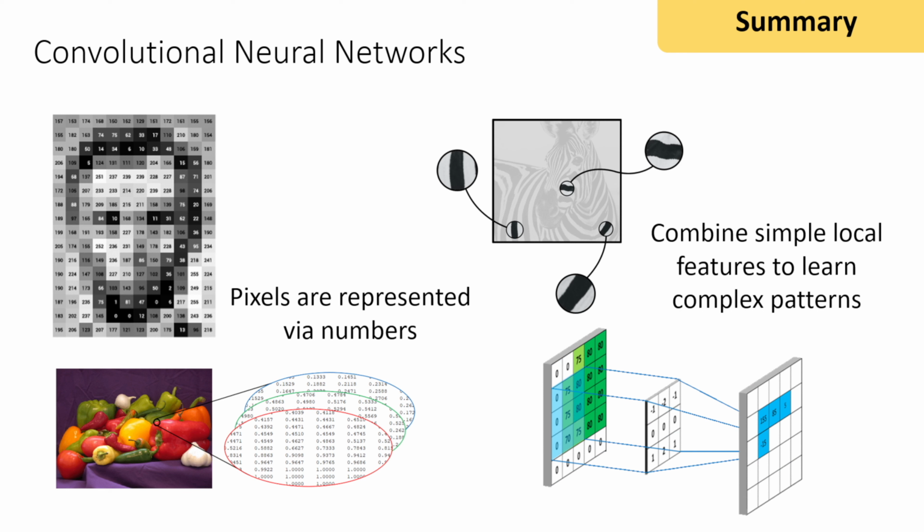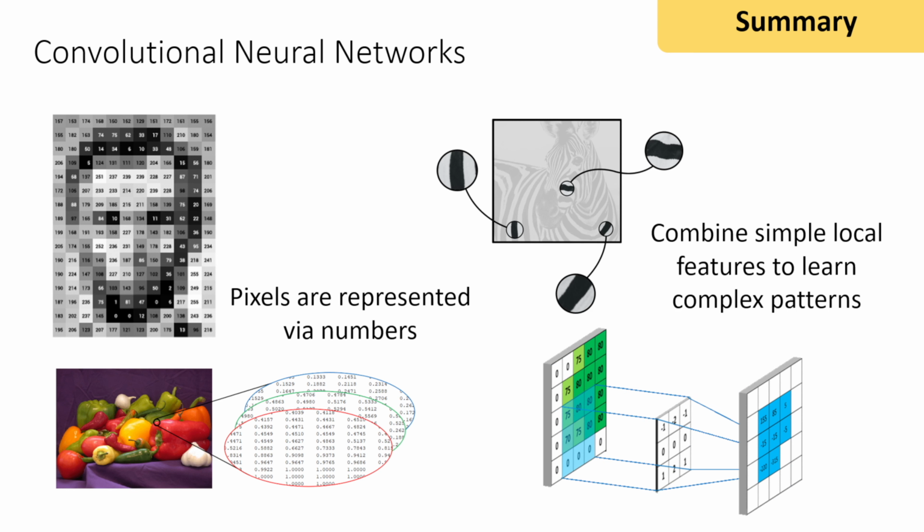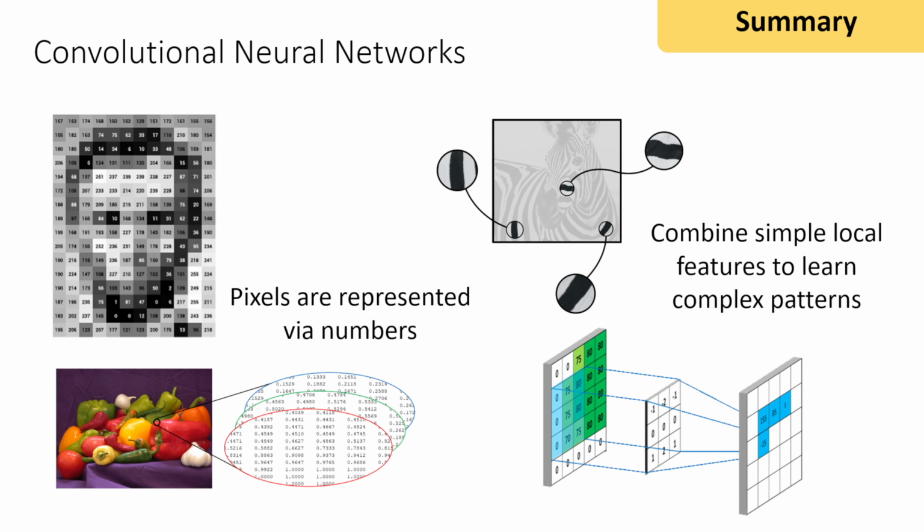Colors are represented as numbers, and the key characteristic of convolutional neural networks is the convolution operation, which allows the model to identify complex features while saving parameters.